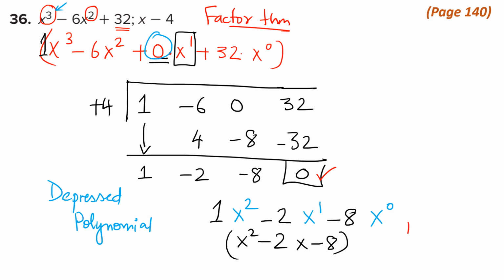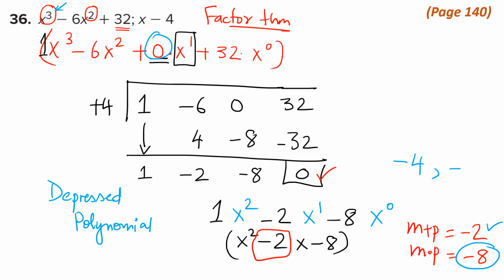Again, I will use sum and product. If you want to use any calculator shortcut, you can also do that. So sum is equal to minus 2. Product is equal to minus 8. So what are the two numbers which when multiplied gives you minus 8 and which when added gives you this? Try.